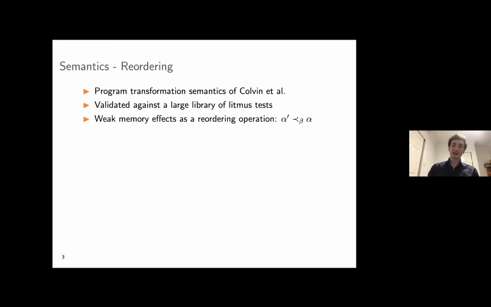And the underlying idea is that these memory models reorder operations. And so it captures the possible weak memory effects and it characterizes a particular weak memory model via this reordering operation, which can be read as alpha reorders before beta becoming alpha prime. And so if you were to execute the snippet beta alpha on a weak memory machine that exhibited this particular reordering, then you could observe behaviors as if you had executed alpha prime beta, just as a simple program transformation.